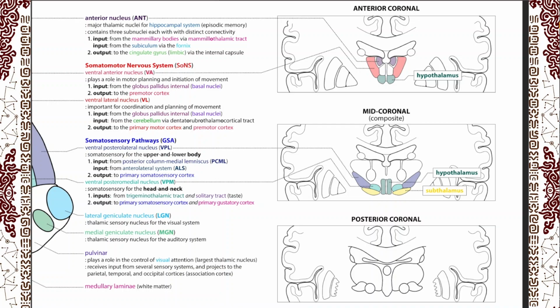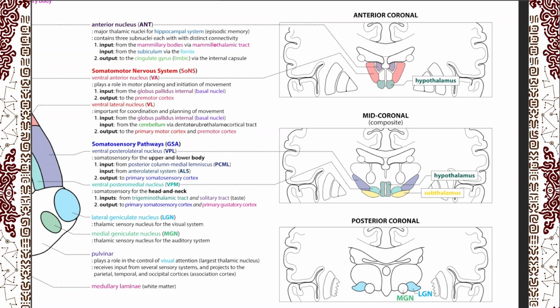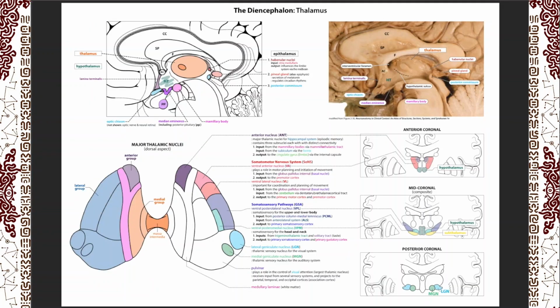That brings us to the posterior-most frontal plane, where we can see the lateral geniculate nucleus. This processes the sense of vision, and the medial geniculate nucleus, MGN, which processes information from the auditory system. Well, that concludes our discussion of the diencephalon, focusing in on the thalamus.